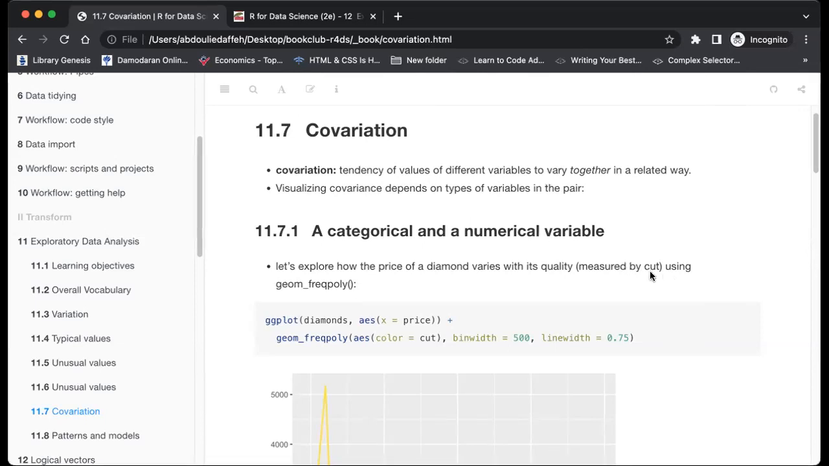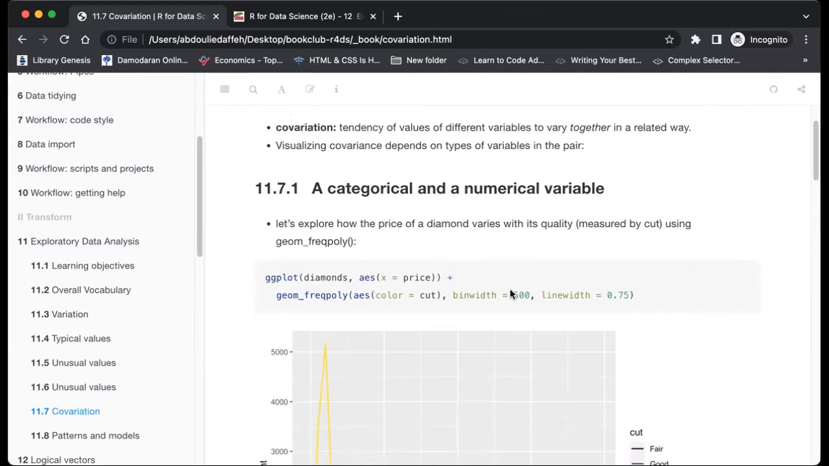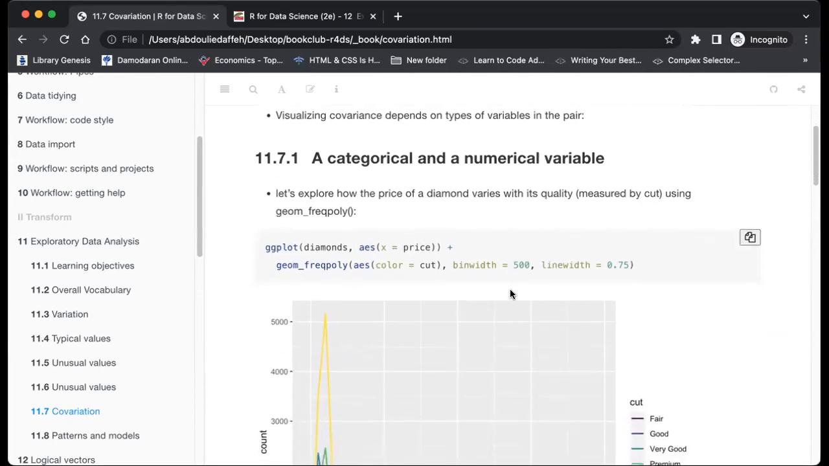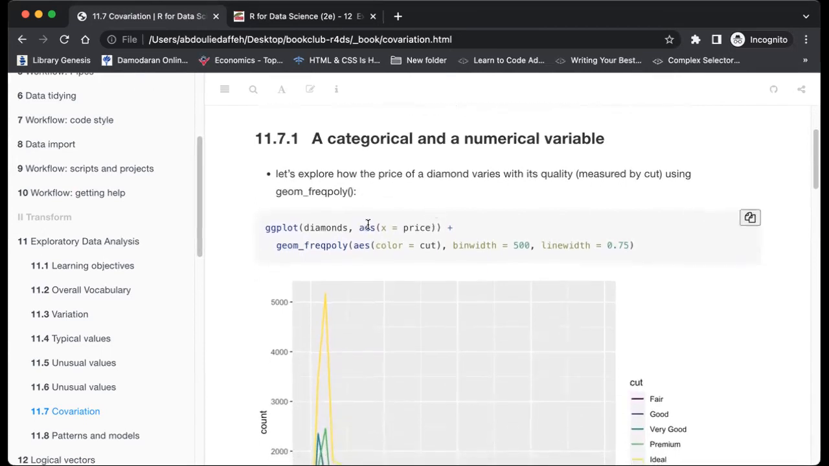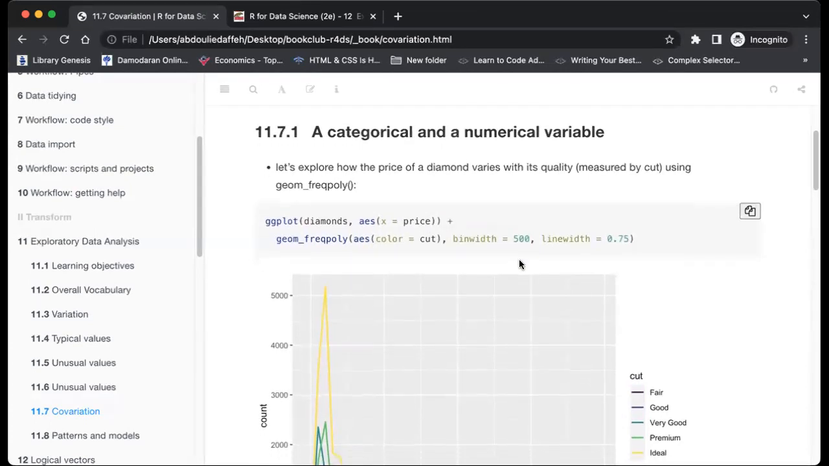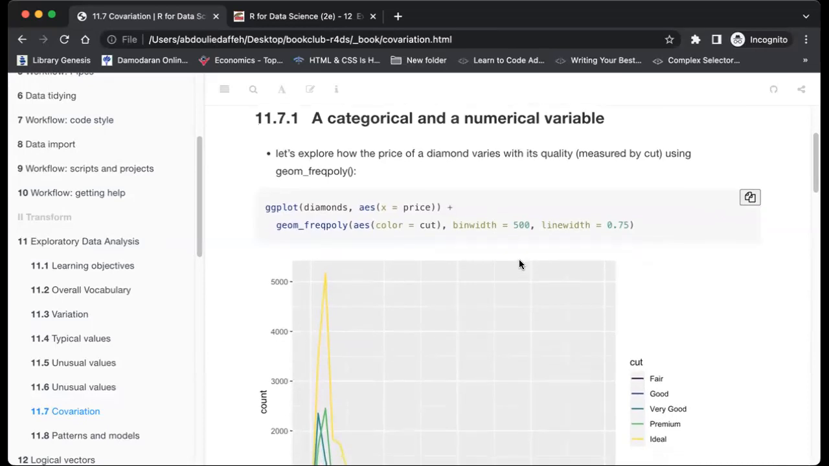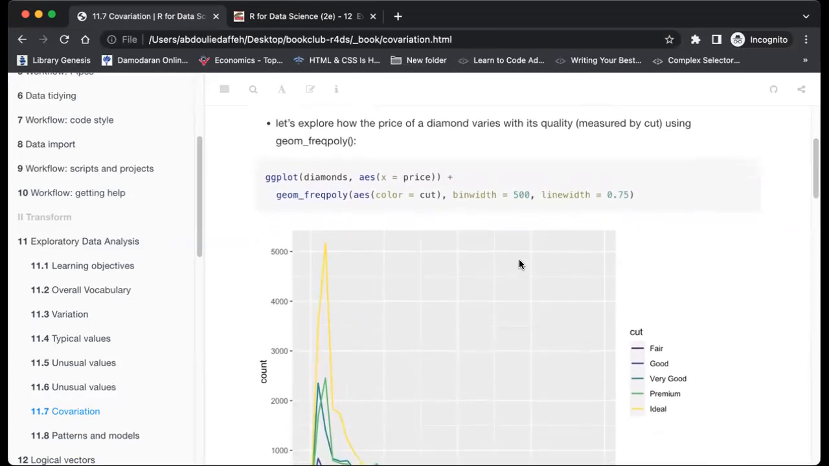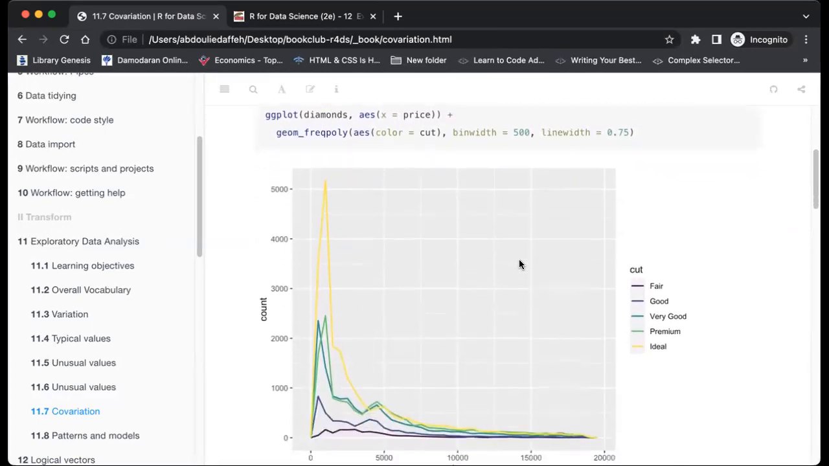The quality is measured by cut, using the geometric frequency polygon function. I think the "freq" stands for frequency, right? Is it the frequency polygon or something like that? Yeah, something like this.